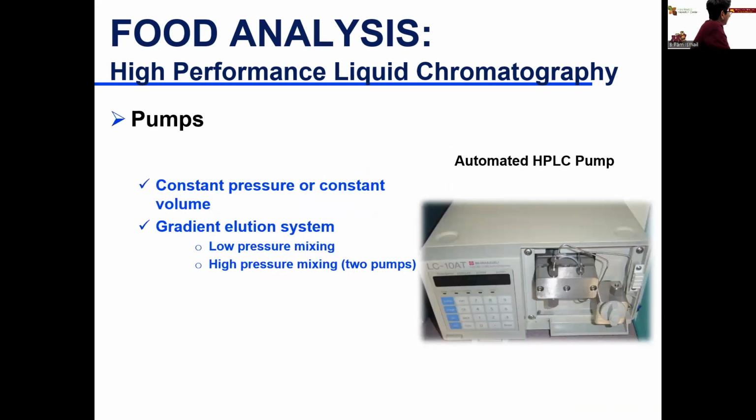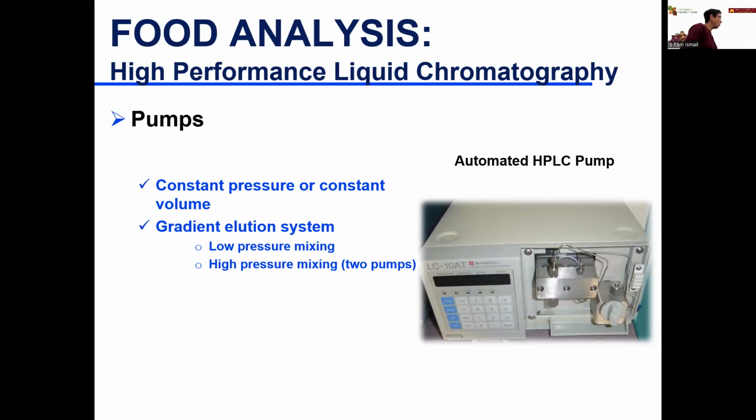We have a pump that allows us with the HPLC to have constant pressure or constant volume. So we can adjust the pump to have a specific rate. So let's say 1 ml per minute of pumping, 1.2 ml, 0.5 ml. You can regulate, and the pump will pump the rate that the software is giving it. In HPLC, we have a system with low pressure mixing and a system with high pressure mixing.